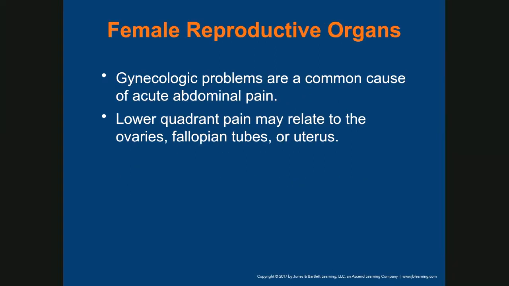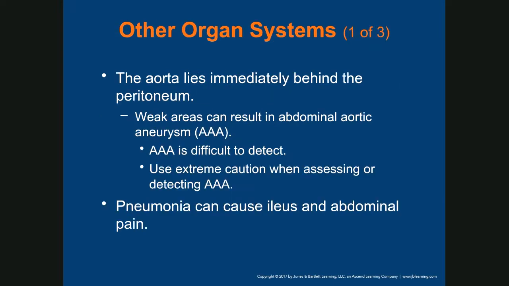All right, female reproductive organs, gynecologic problems are a common cause of acute abdominal pain. The lower quadrant pain may relate to ovaries, fallopian tubes, or the uterus. Other organ system. The aorta lies immediately behind the peritoneum. If there's a weak area in the abdominal aorta, they can develop what's called an abdominal aortic aneurysm. Right? Pneumonia can cause ileus and abdominal pain.